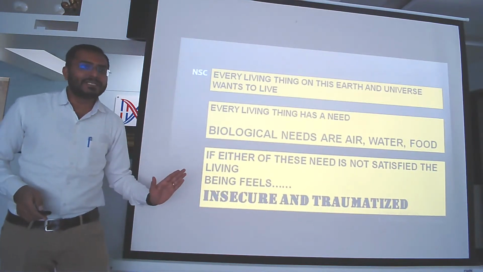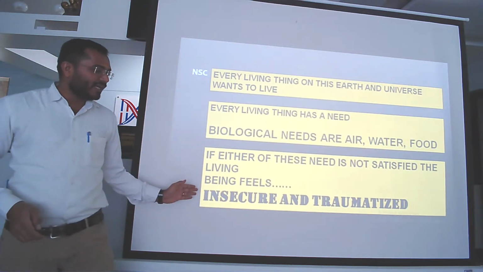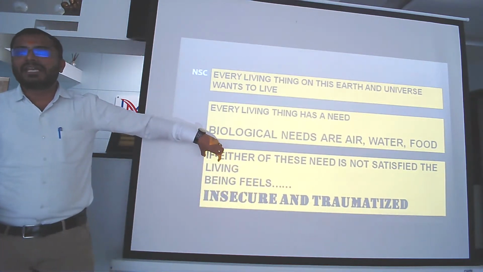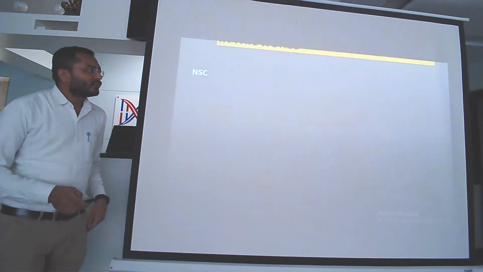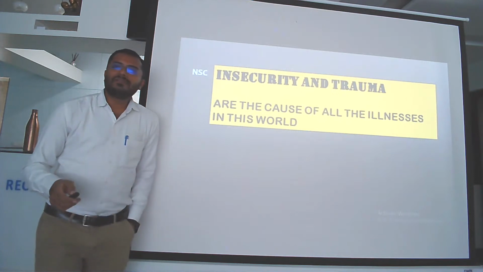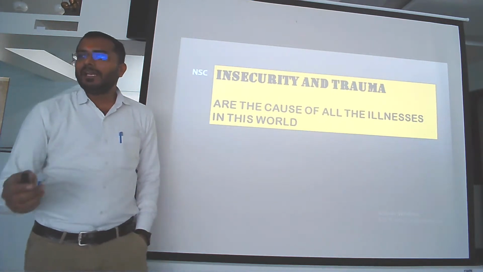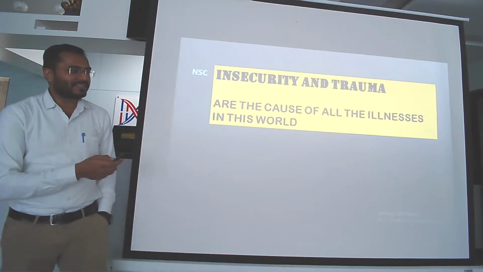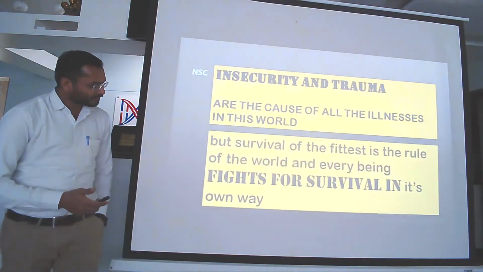And this goes into this trauma. So this is what the basic needs are. Okay. So when there is insecurity and trauma because of not getting this basic need, what happened? This insecurity and trauma are the cause of the starting of all illness. So Sora begins from this. Soric manifestation begins from this.